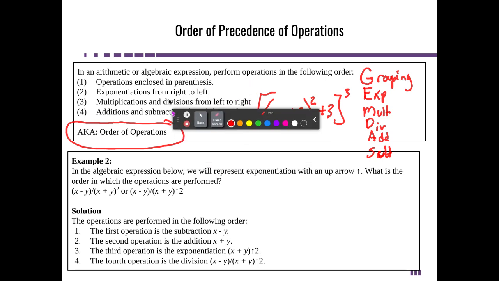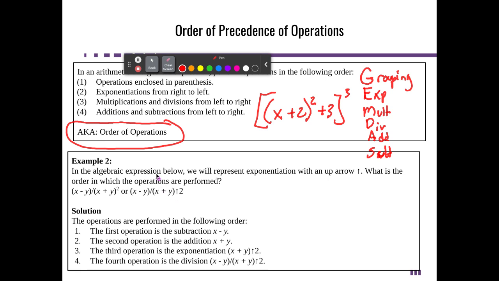So with that said, let's take a look at our particular problem here. In the algebraic expression below, we will represent exponentiation with an up arrow. What is the order in which the operations are performed? So this is what we're trying to solve.